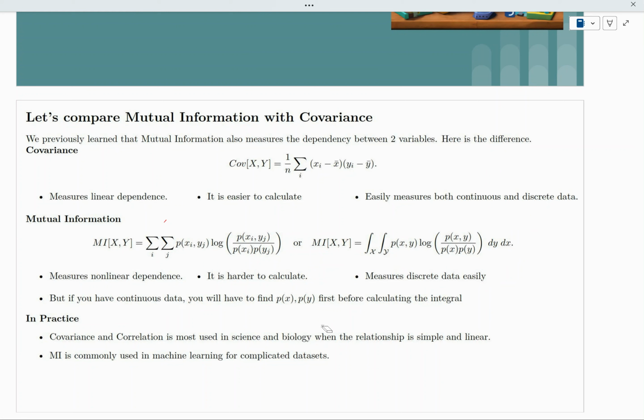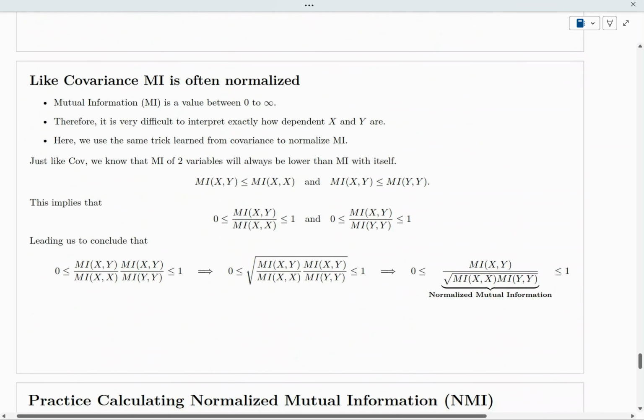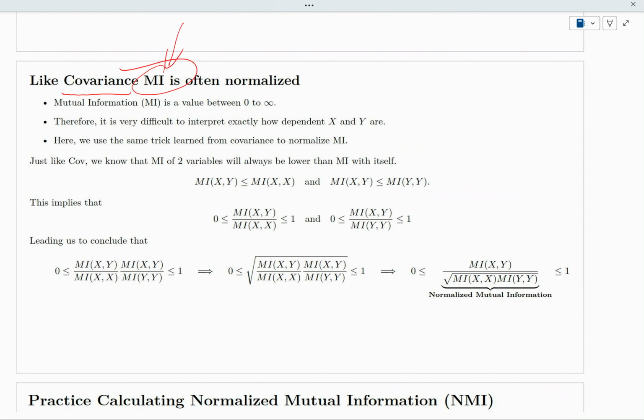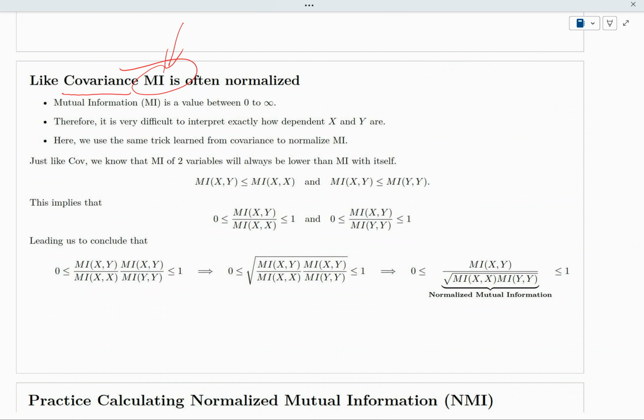Very often in science we just stick with covariance, but in more advanced machine learning we use mutual information a lot more because it's just more powerful. Like covariance, mutual information suffers the same problem in that we don't know what is large and what is small. So we'd like to also normalize mutual information between 0 and 1. Now, covariance goes between -1 and 1, but mutual information is only between 0 and 1, because it measures nonlinear dependence. It could go up and down, so you only need 0 and 1.